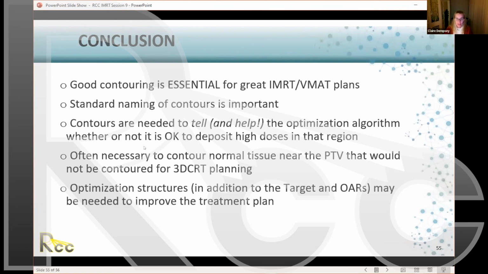So it's often necessary to contour tissue near the PTV that you wouldn't normally think about contouring for forward-based planning or for 3D conformal planning. And more than likely, there are not many plans that I see come through these days that do not have any optimization structures in them. So these optimization structures, your Z structures, in addition to your target and organs at risk, are needed to help improve the quality of the treatment plan.